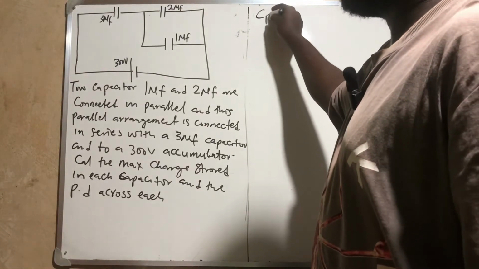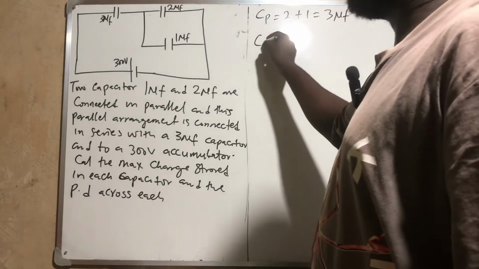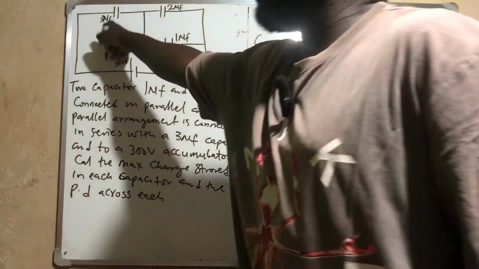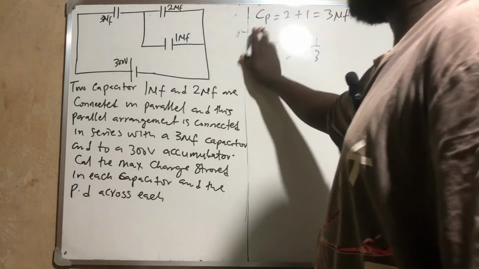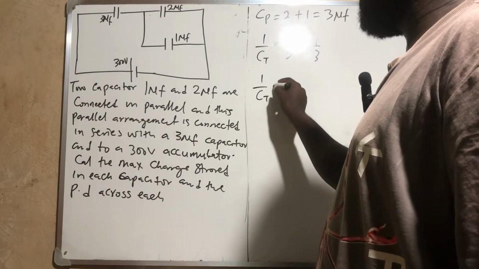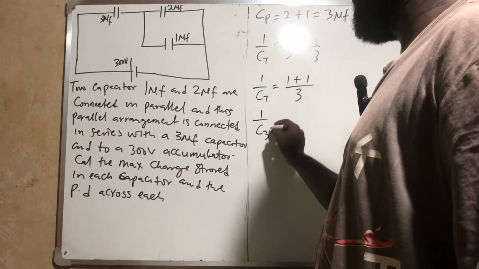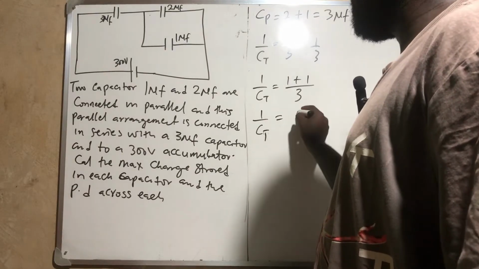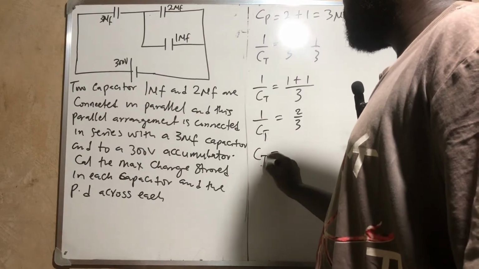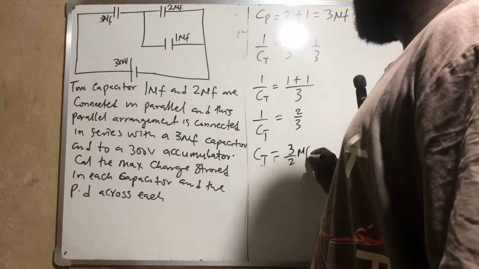So C in parallel should be what? 2 plus 1, which is 3 mu farad. Then 1 over C total will be 1 over 3 plus 1 over 3. This 1 over 3 is for this one, then plus 1 over 3 for the other one. So 1 over C total is what? LCM is 3, so 1 plus 1 is 2 over 3. So my C total will now be, turn this one as you have turned this one, 3 over 2 mu farad.